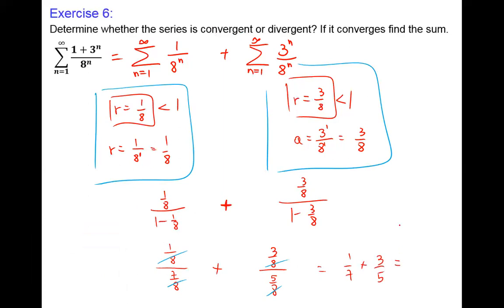Now, we do have a little bit of arithmetic. 35 will be the common denominator, and I will multiply 1 times 5 and 7 times 3, 21. That gives 26 over 35. That means this infinite sum converges to 26 over 35.